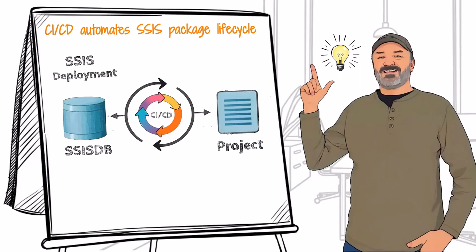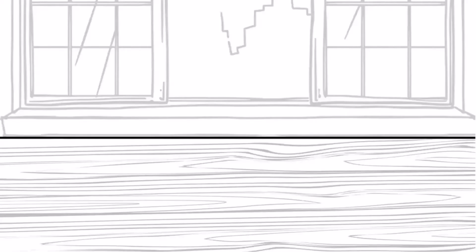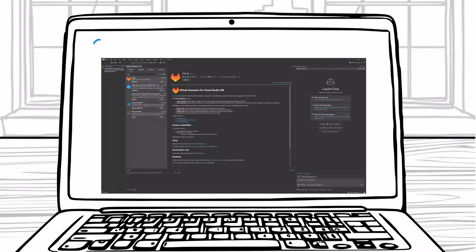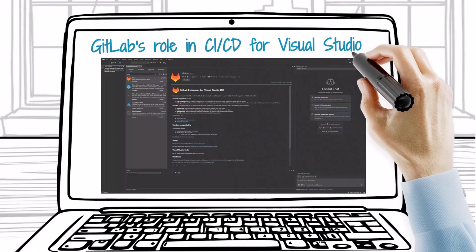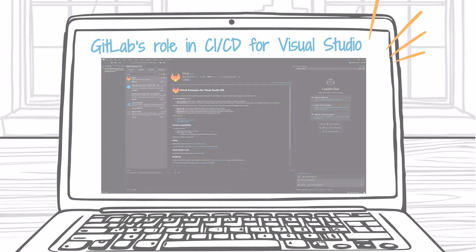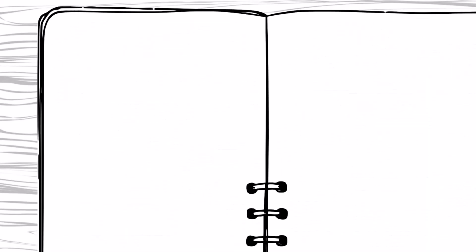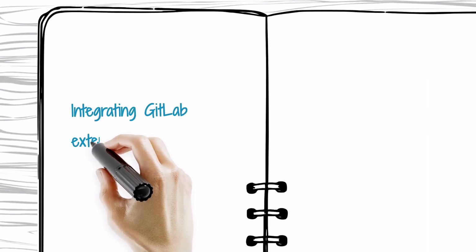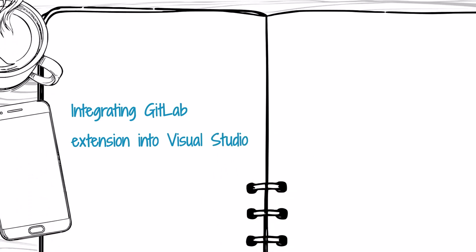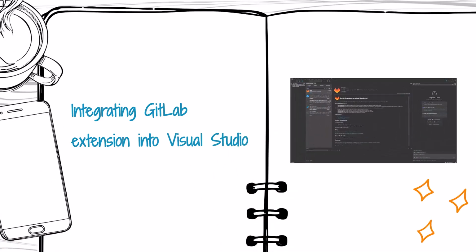ready for deployment. Now let's consider GitLab and its integration with Visual Studio. GitLab is a web-based DevOps lifecycle tool that provides a Git repository manager which offers CI/CD capabilities. Visual Studio, the integrated development environment from Microsoft, supports plugging in various external tools, including the GitLab extension for seamless collaboration and version control.